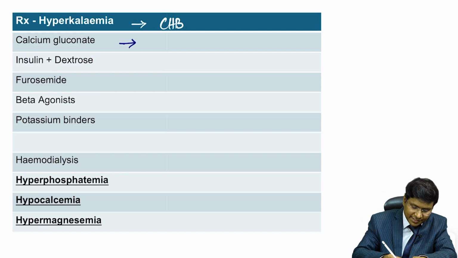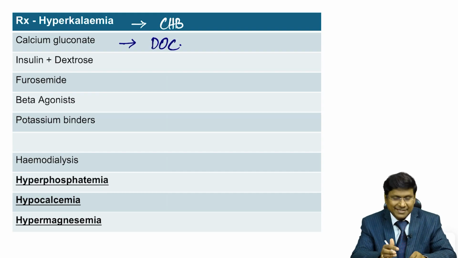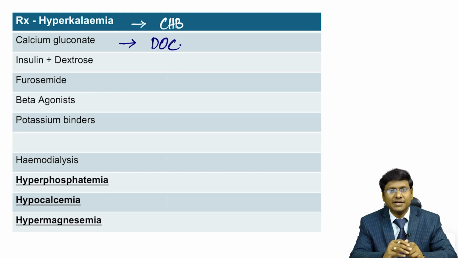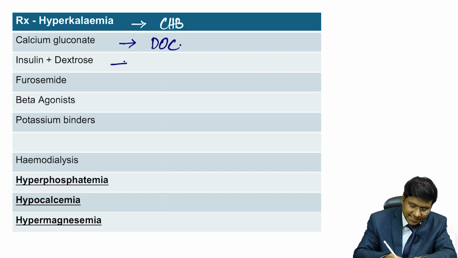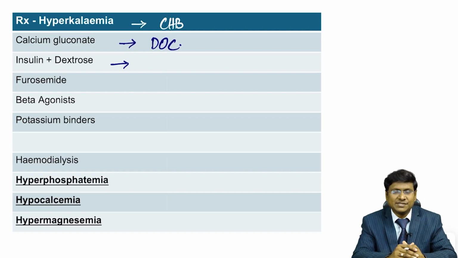Now, what is the drug of choice in patients with chronic kidney disease? The drug of choice in case of chronic kidney disease will be calcium gluconate. And calcium gluconate, in fact, will not reduce the potassium level, but it will stabilize the myocardial membrane to prevent the development of arrhythmias.